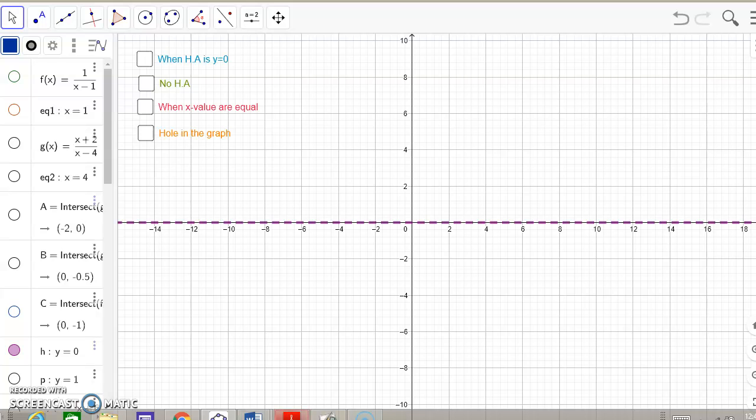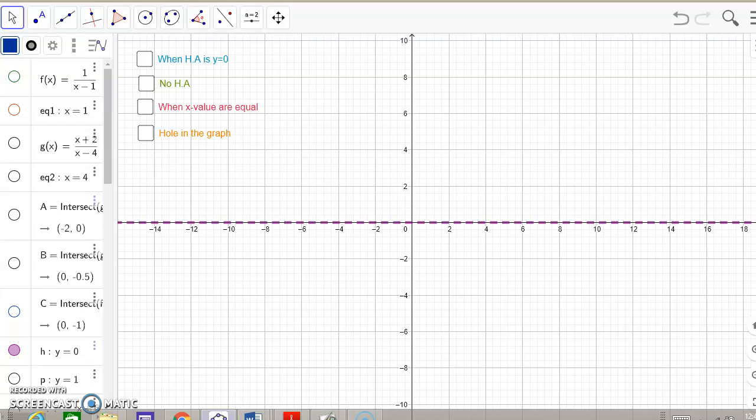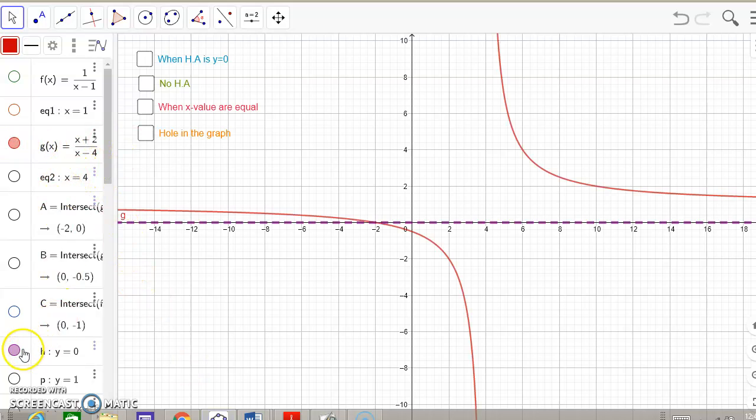Our next question is, when we graph x plus 2 over x minus 4, what does that look like? Cut on that graph, and it looks like y equals 0 is no longer a horizontal asymptote. So I'm going to cut that off.